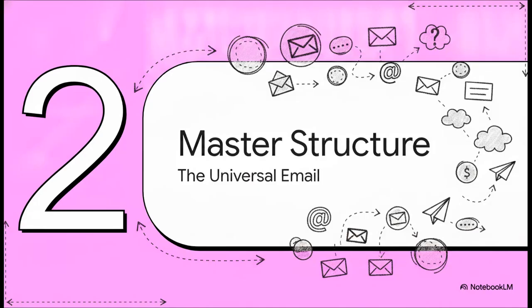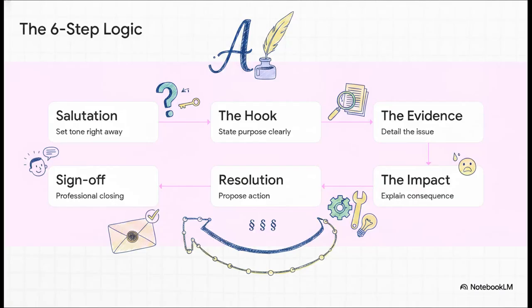Section 2. The email master structure. Think of this as your universal template, a mental mind map you can apply to literally any Task 1 prompt they throw your way. It's a brilliant 6-step logic chain that guarantees high readability.